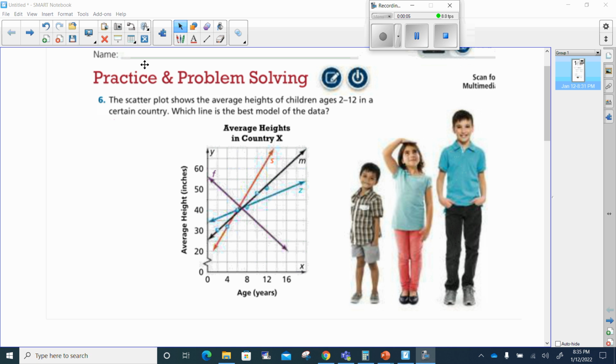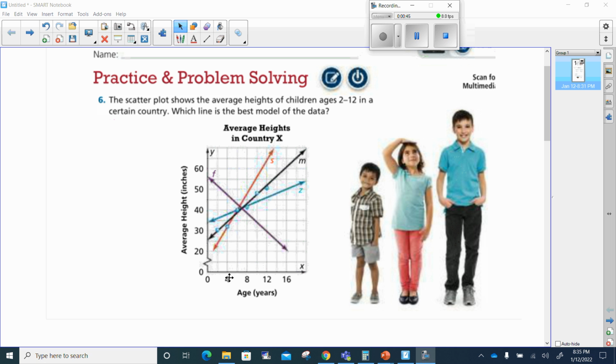I got number 6. It says the scatter plot shows the average height of children ages 2 through 12 in a certain country. Which line is the best model of the data? We've got the average height in this country, and we have one here. So they're saying, which line is the best model of the data?